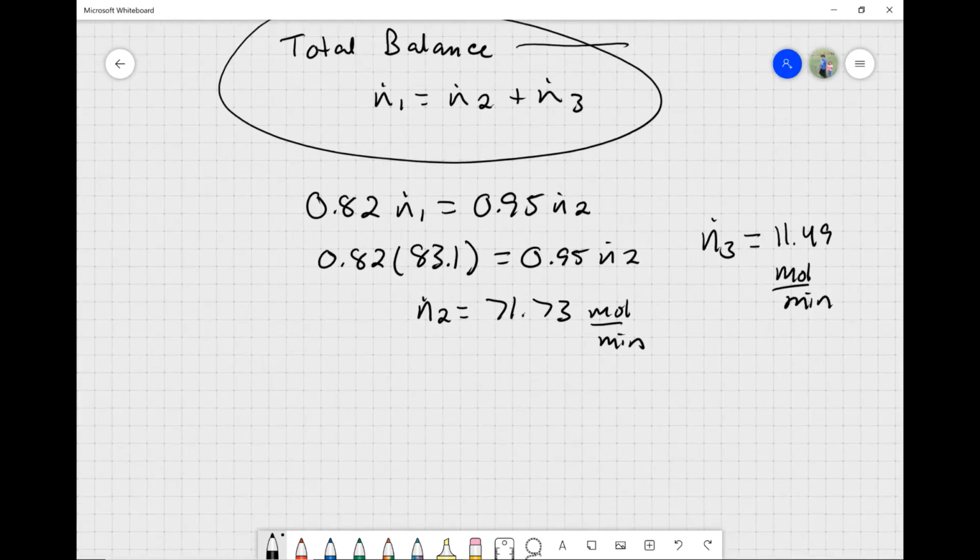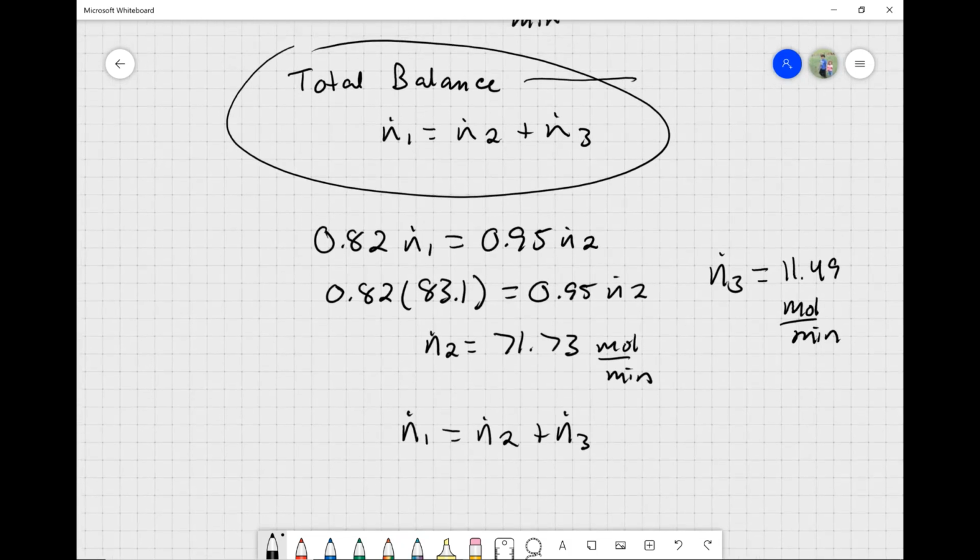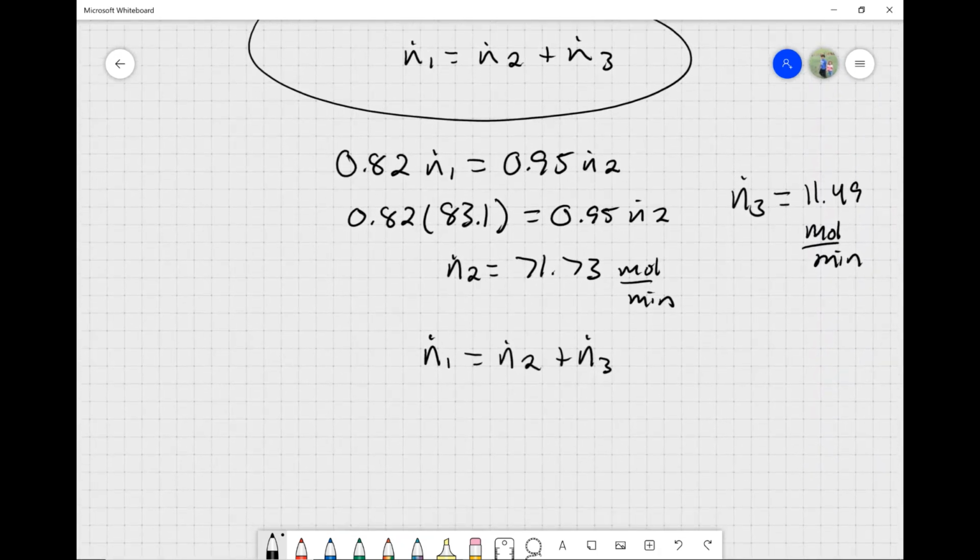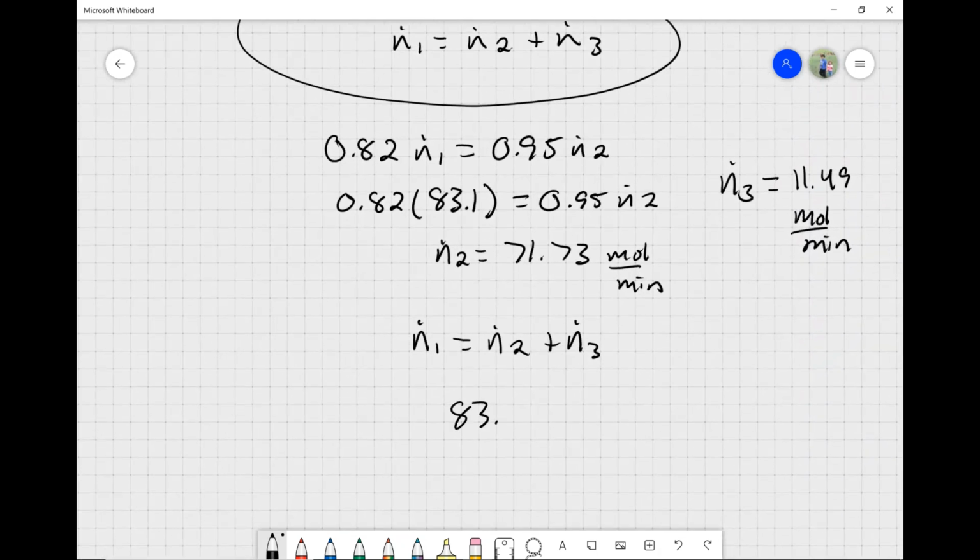And so N1 equals N2 plus N3. And N1 was 83.1. It might be a little off, but it's not that far off.